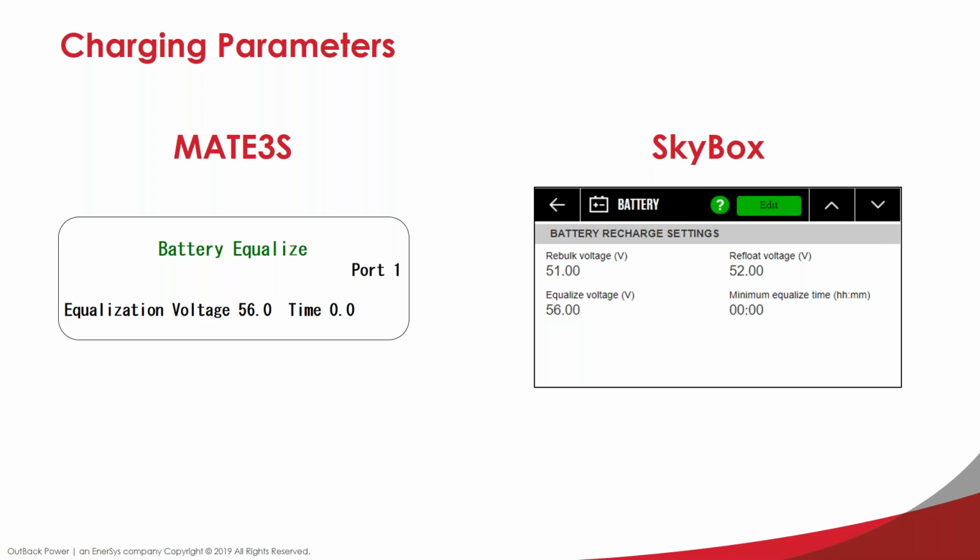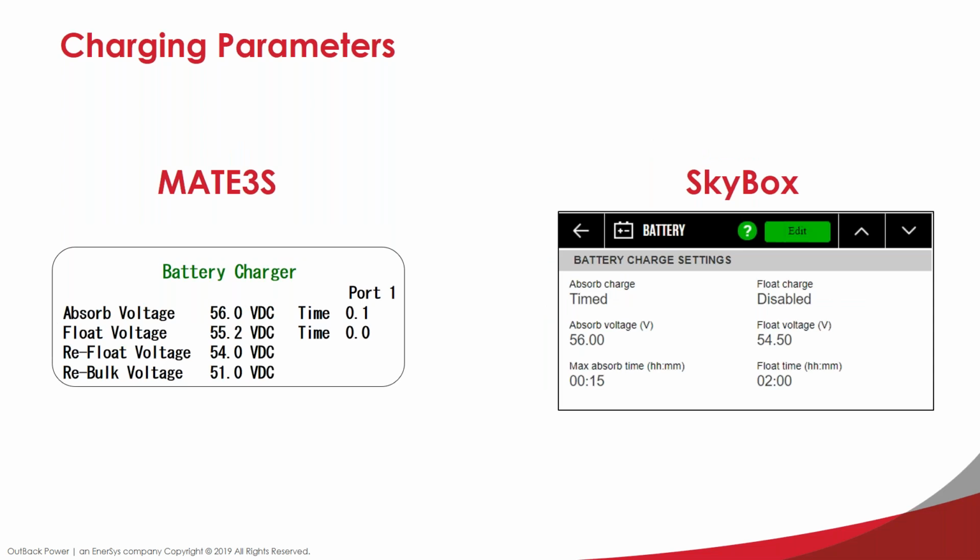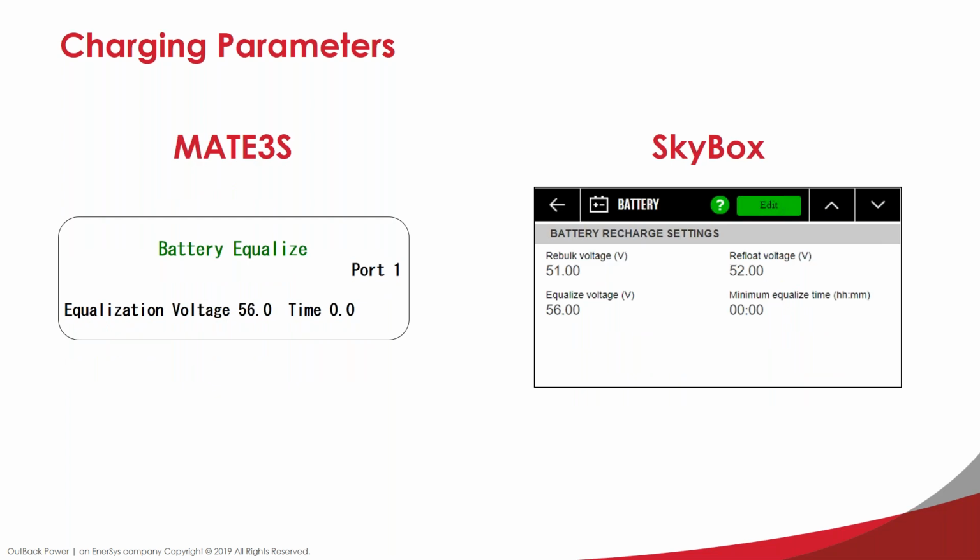Some differences between Skybox and the Mate 3S: the rebulk and the refloat voltage appear here with the equalized voltage for Skybox, and we saw them on the earlier screen. You can see refloat and rebulk on the same screen as the absorb and float voltages with the Mate 3S. So just a few things to note, but they're not terribly different.